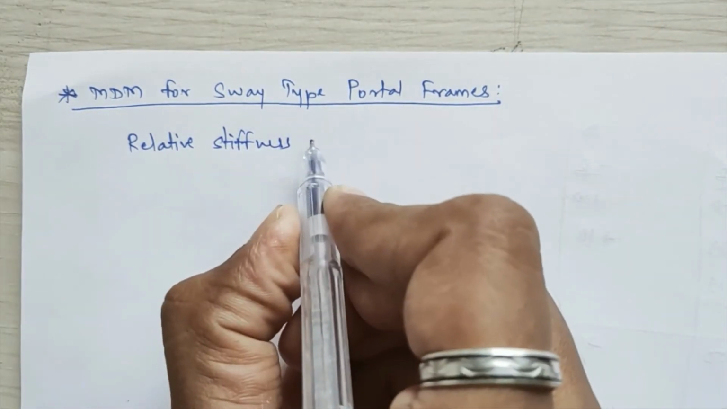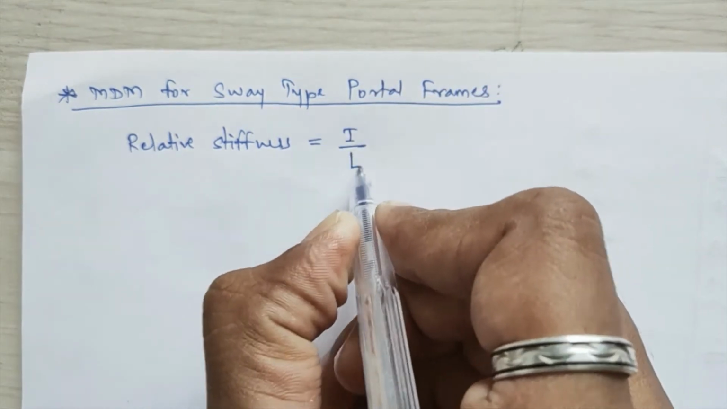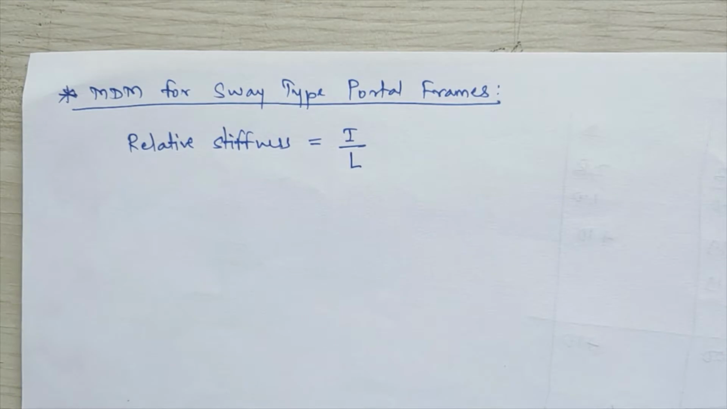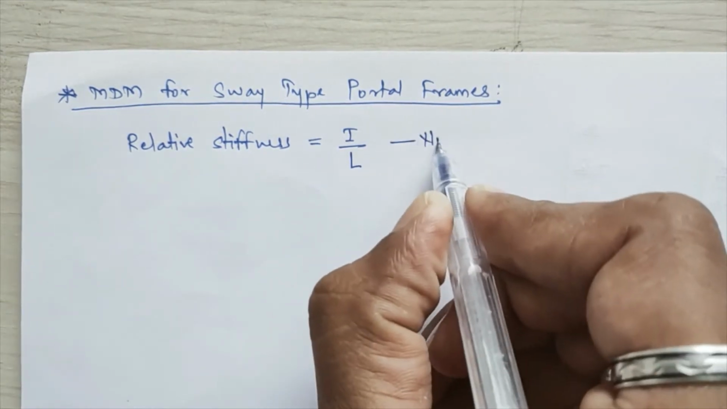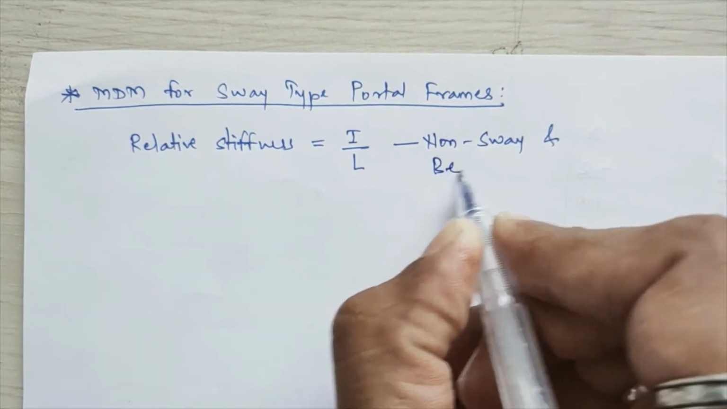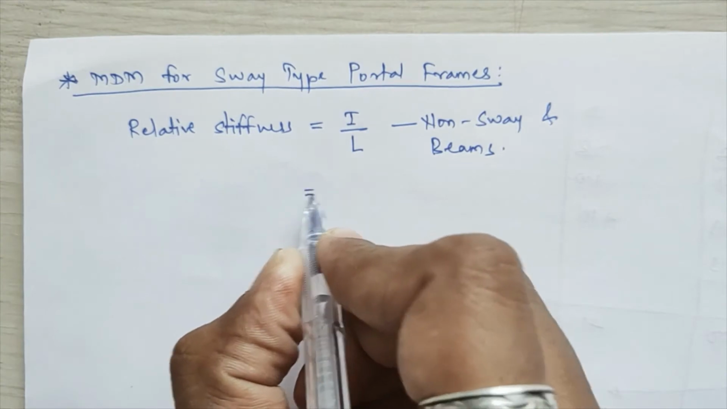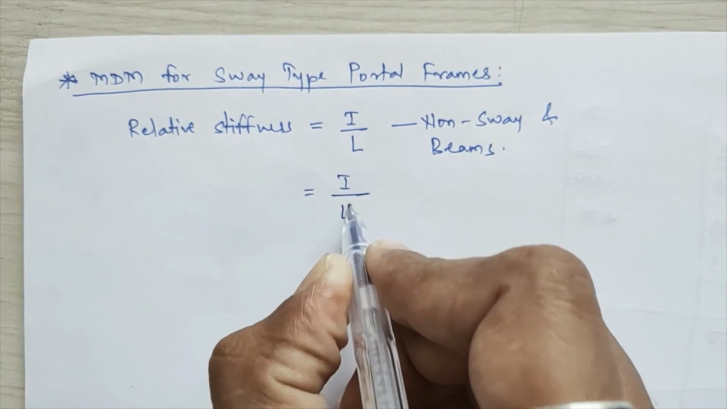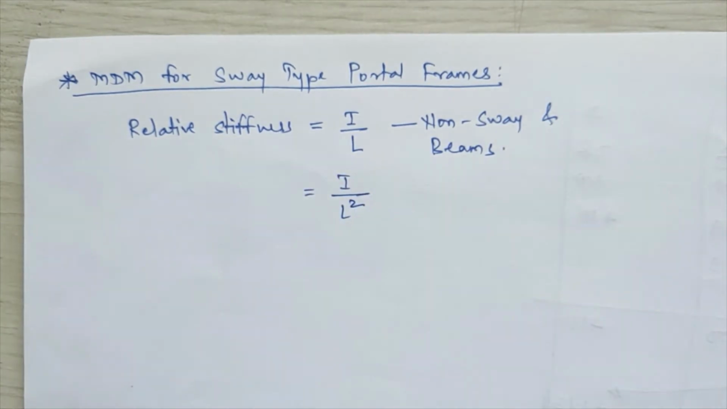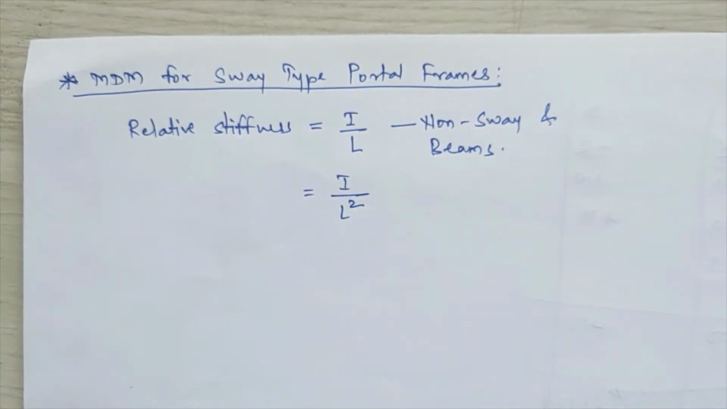In non-sway frames, what we have seen, relative stiffness is nothing but the ratio of I by L, that is moment of inertia to the length, that we are using for beams and non-sway frames. But in case of sway type of portal frame, this quantity changes to I by L square, right? So you have to remember that instead of I by L, you have to calculate the relative stiffness in terms of I by L square. For that, three different cases we are going to see further.